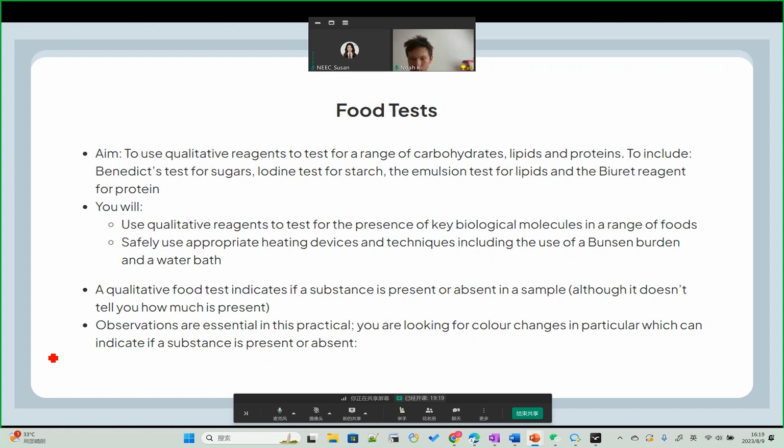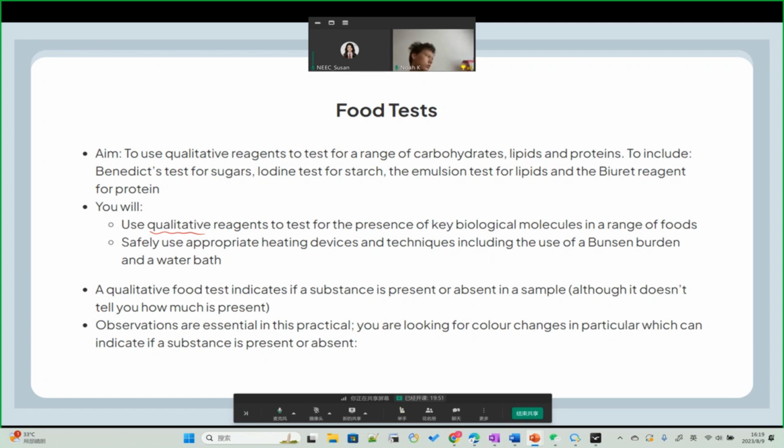In order to test the presence of nutrients, for example carbohydrates and lipids, we developed this kind of food test by observing the color change. So we say it's called qualitative because we're reading the color change instead of specific data or statistics. And if we're dealing with statistics, that is called quantitative.